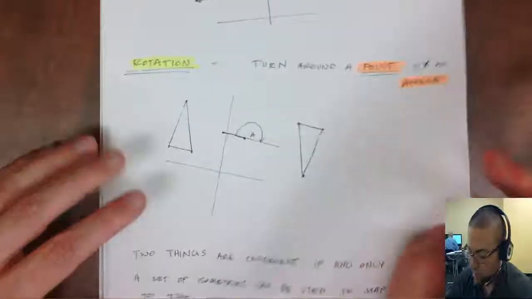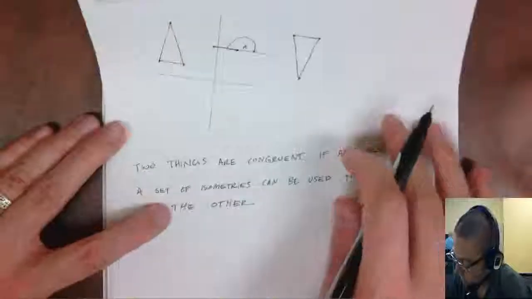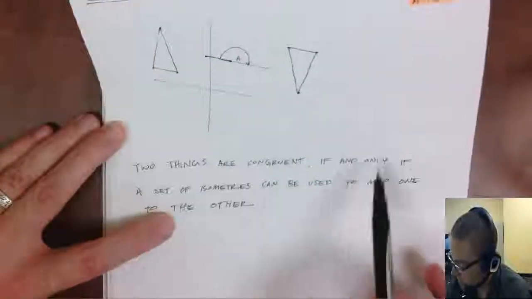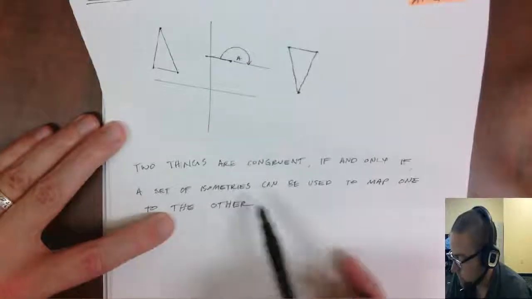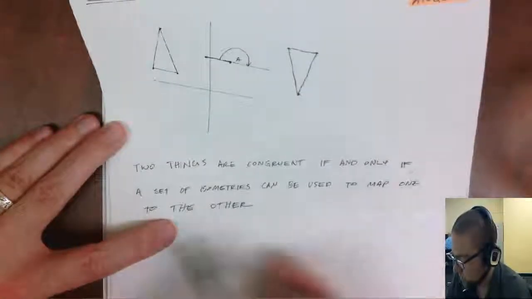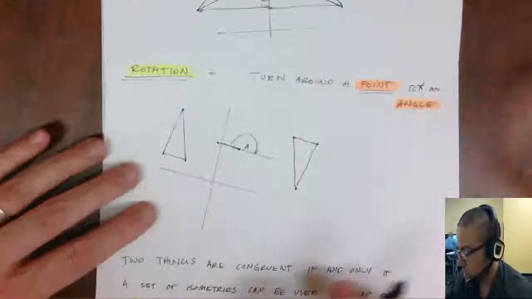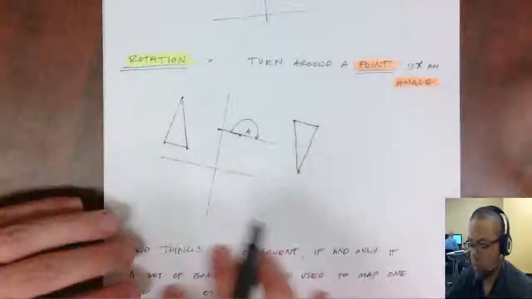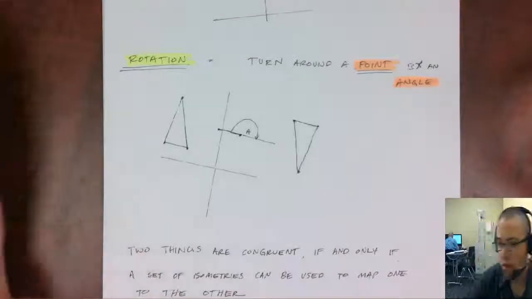Okay, so one key thing about congruent shapes is that two things are congruent if and only if a set of isometries can be used to map one onto the other. And it could be a combination of these. It could be a reflection and a rotation, or a translation, a reflection and a rotation. It could be all three. Okay.